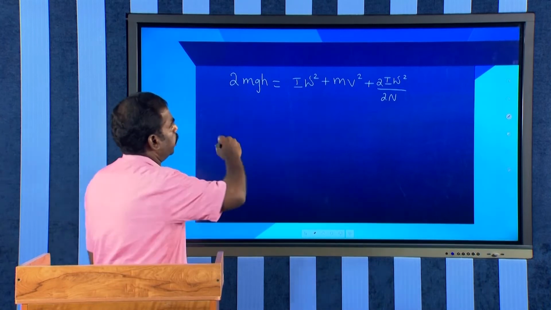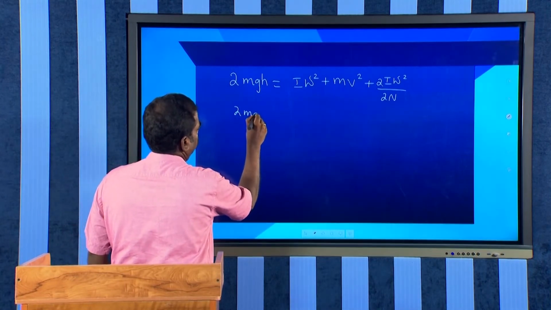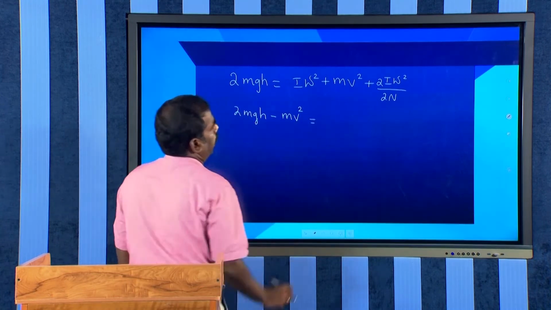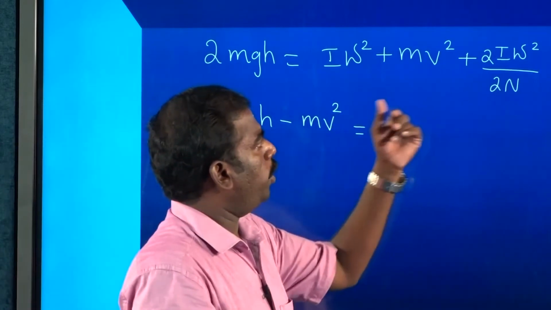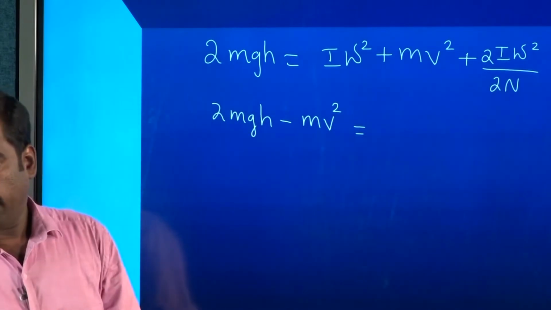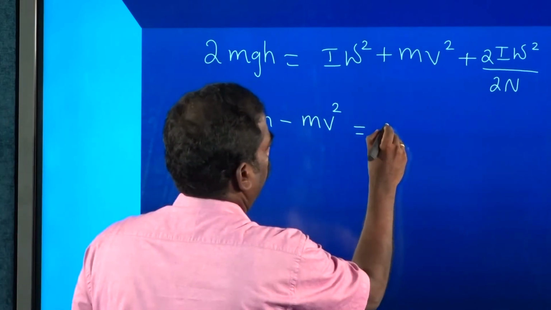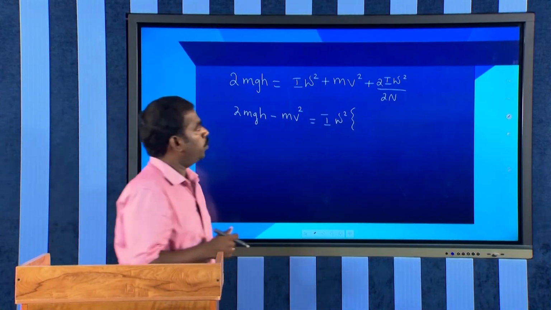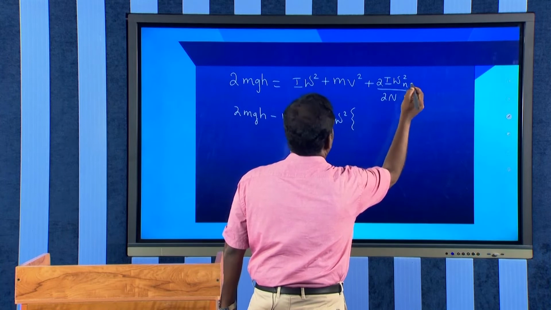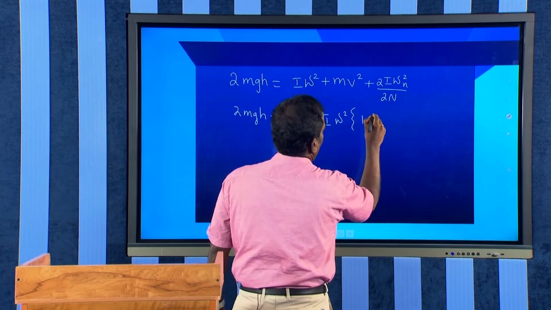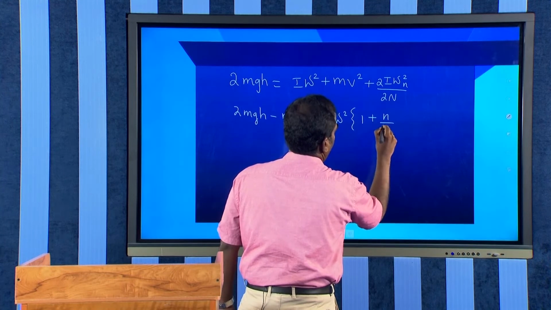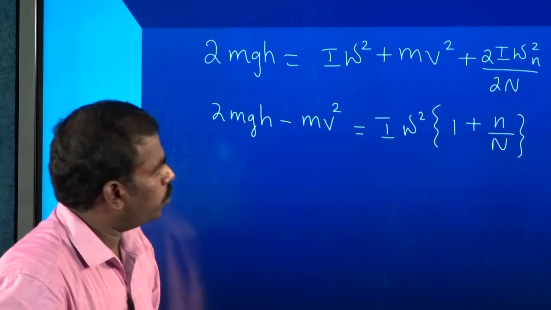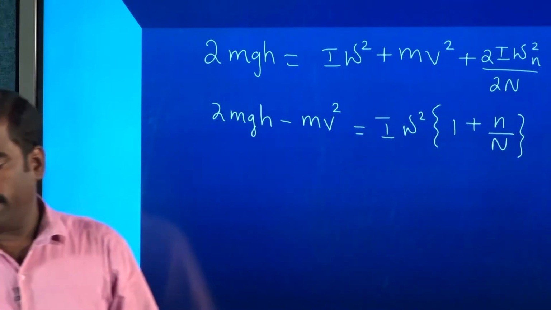From here, just take 2mgh minus m v square, and take the 2 to cancel out, I omega square outside, and it will give you I omega square into 1 plus small n by capital N. So 2mgh minus m v square equals I omega square into 1 plus small n by capital N.